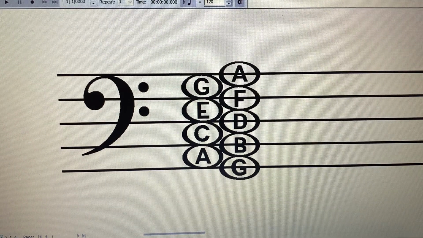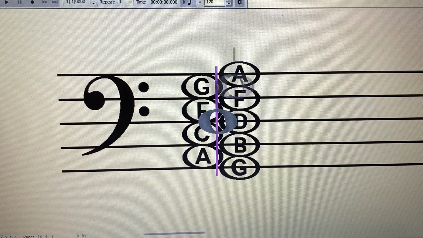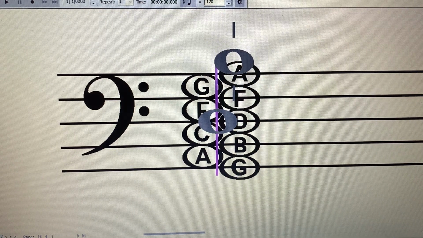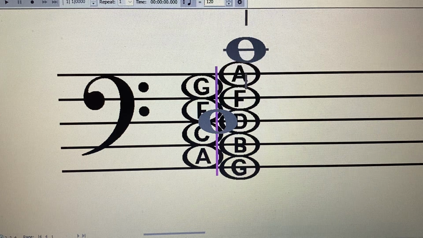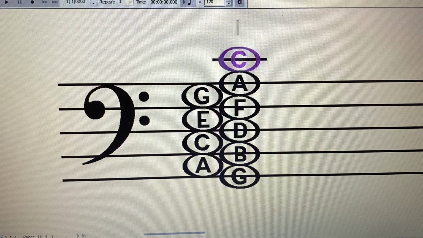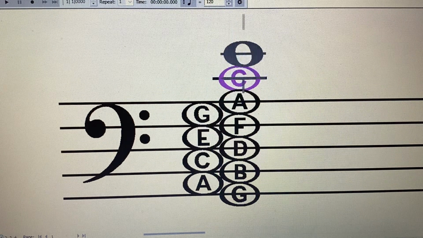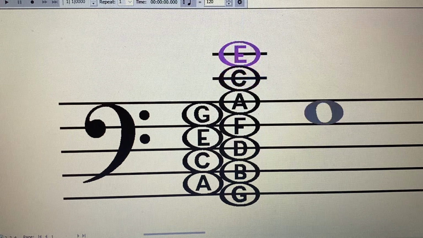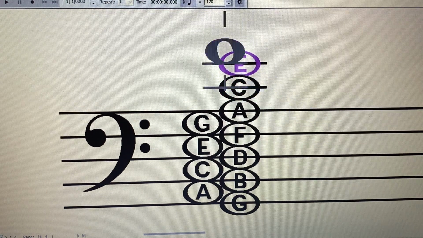Following the lines and spaces, we can also add ledger lines and ledger spaces. So let's add the ledger lines above the bass clef. The first ledger line is letter C, and the second ledger line above the bass clef is letter E.